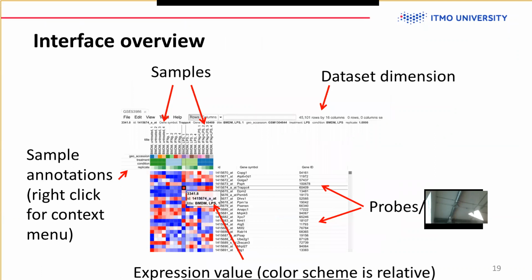Okay, so we talked about probes. In this particular microarray we have 45,000 probes, and this ID column represents the probe ID. If you work with Affymetrix microarrays, the probe IDs usually have a suffix like _at from Affymetrix. The gene symbols are just a short, memorable name for a gene.